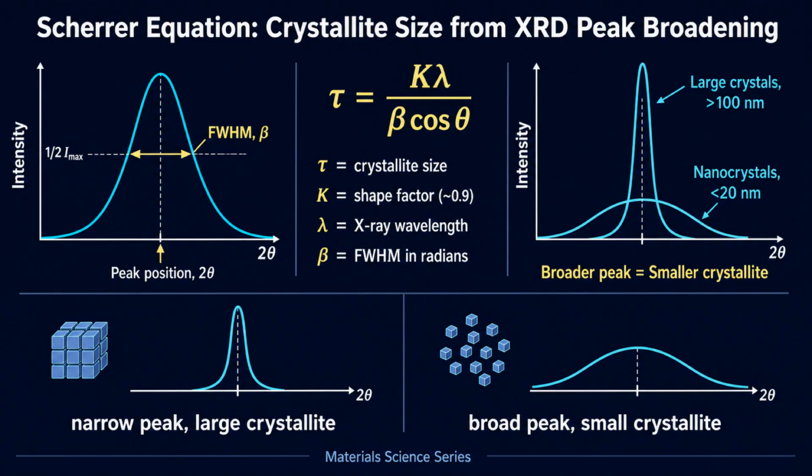Larger crystals produce sharp, narrow peaks because many lattice planes contribute constructively. Nanocrystals produce broader peaks because there are fewer planes, leading to less perfect constructive interference. This provides a quick, non-destructive way to estimate average crystallite size. However, the equation has limitations. It only works below about 100 nanometers, it assumes no strain broadening, and it gives an average, not a distribution. For more accurate analysis, methods like Williamson-Hall or transmission electron microscopy are needed.